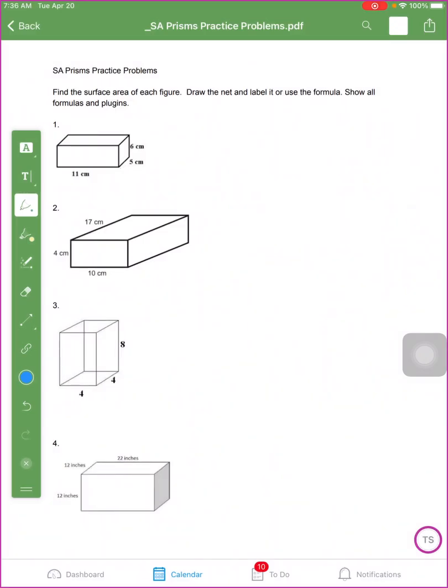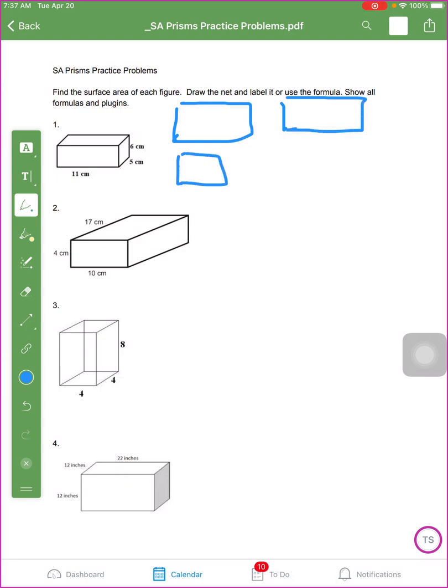Right, so we're going to do the surface area of prisms practice problems. If you remember in class, we made some nets. So this is a rectangular prism. The simple net was to just draw 3 rectangles.